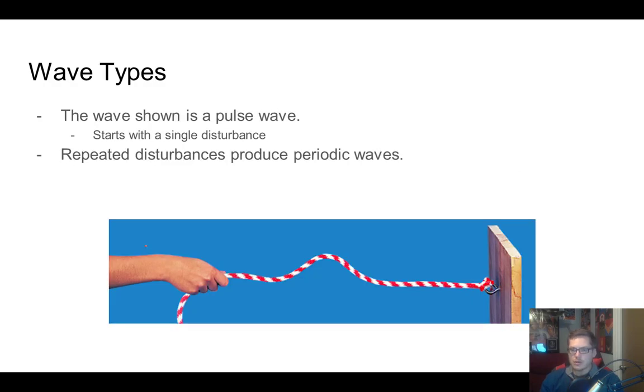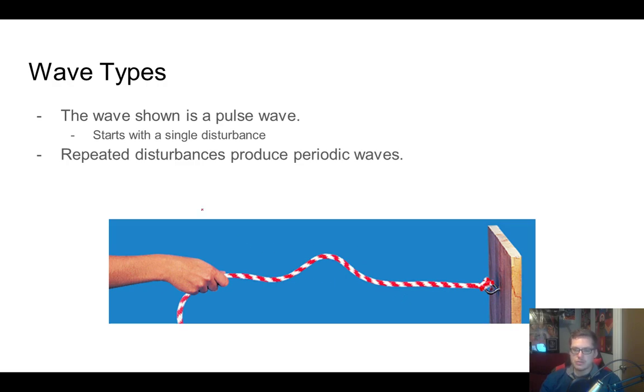All right, so now we need to talk about different types of waves. Two things you need to know: number one, if a wave is started by a single disturbance, it's called a pulse wave. So this guy was holding this rope, it was attached to some sort of wall, and he whipped the rope, a wave gets formed, and you just get that one wave. All right, so this would be a pulse wave.